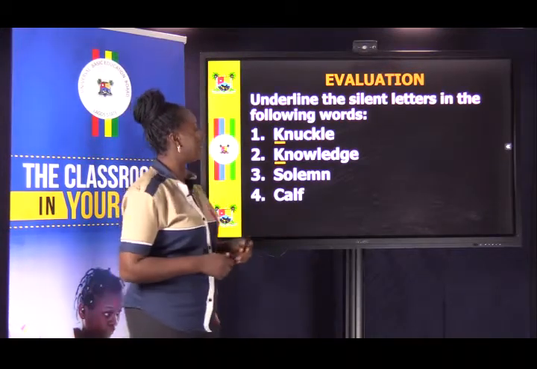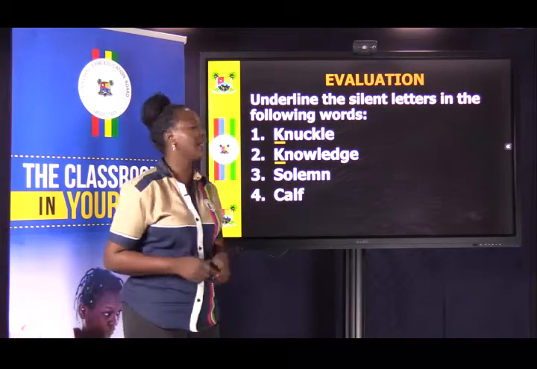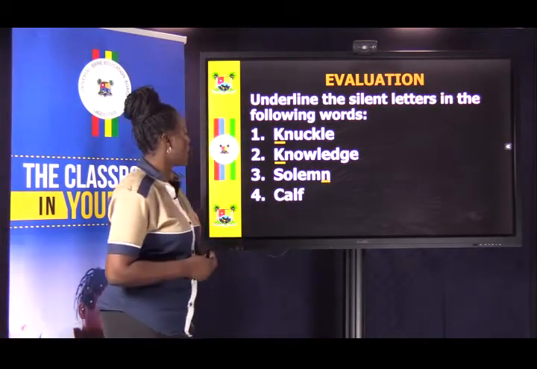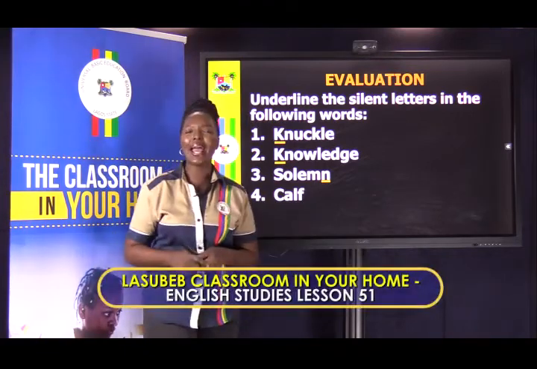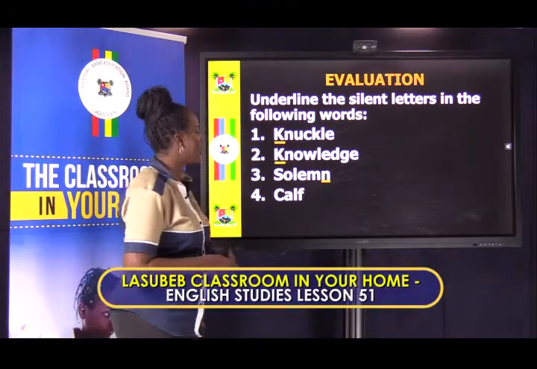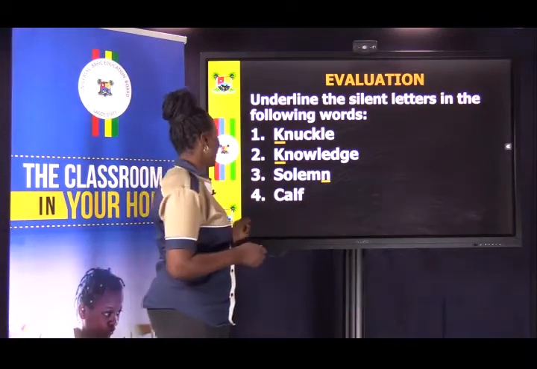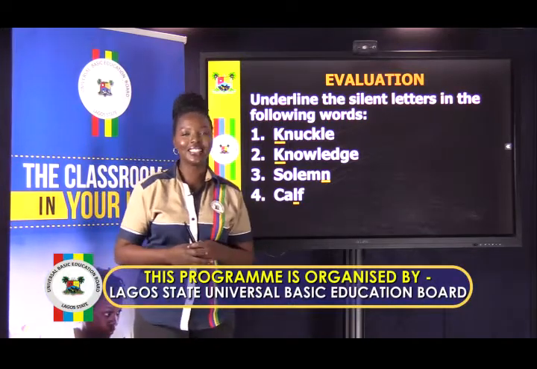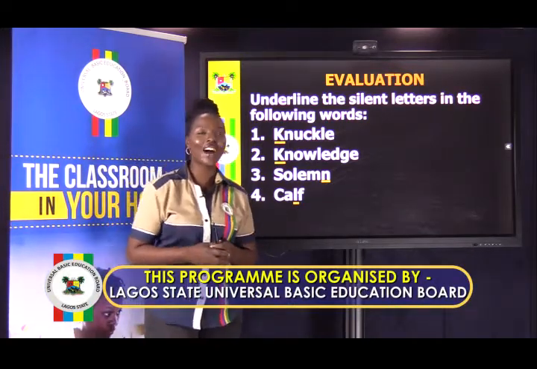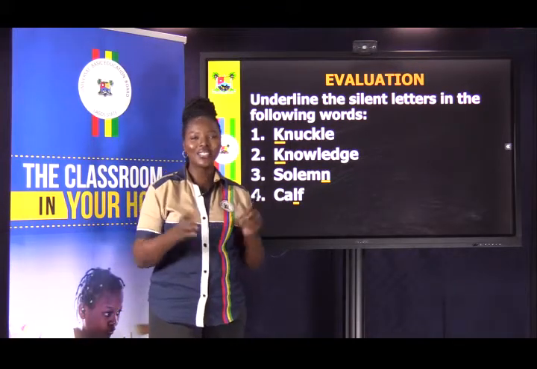The second one is knowledge. In knowledge, K also is silent. The third one, solemn. Letter N is silent. And the last one, calf. In calf, L is silent. Were you able to attempt all? You got 4 out of 4? 3 out of 4? Wow, you deserve to be celebrated.